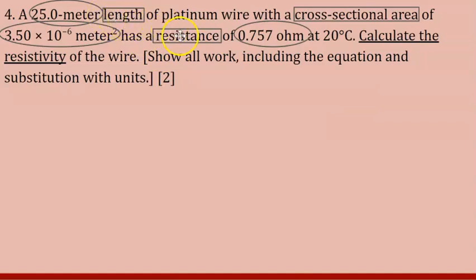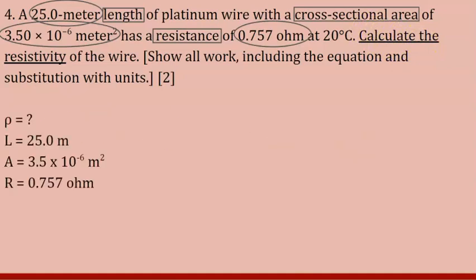And then I boxed these keywords. These are all variables. Length is a variable, resistance is a variable, cross-sectional area is a variable. And then I underlined the question, calculate the resistivity. That's going to help me list my variables. Resistivity is this Greek letter. It's pronounced rho. It looks mostly like a lowercase p, but when I talk about it, I'm going to be using the word rho. So rho is question mark, L is 25 meters, A is 3.5 times 10 to the negative 6 meters squared, and R is 0.757 ohms.